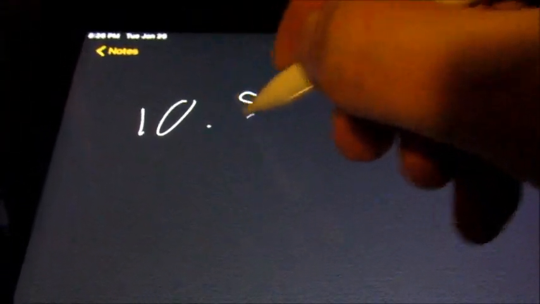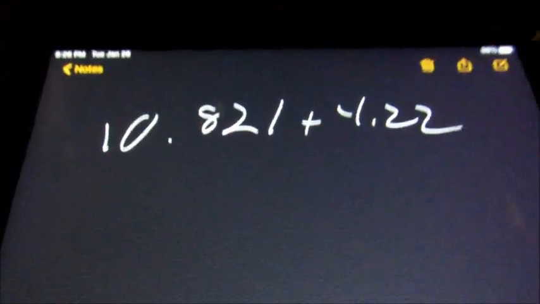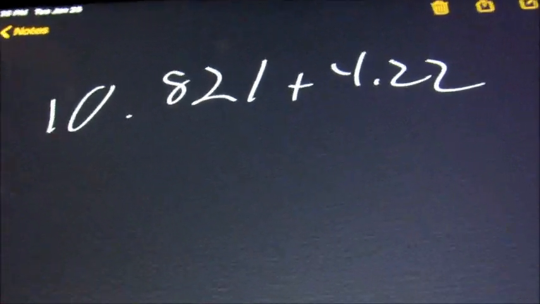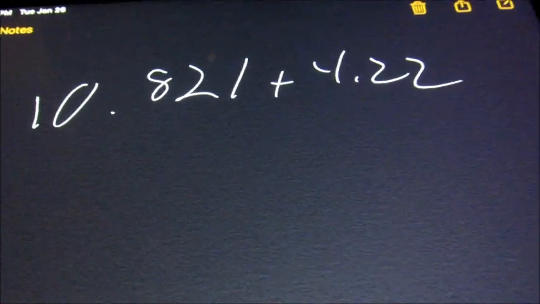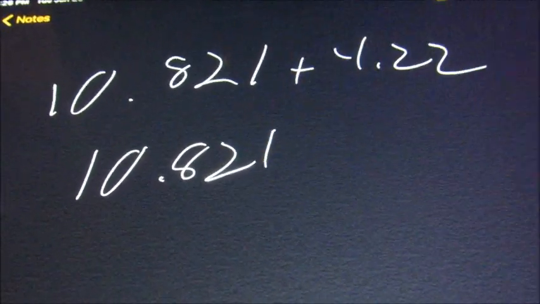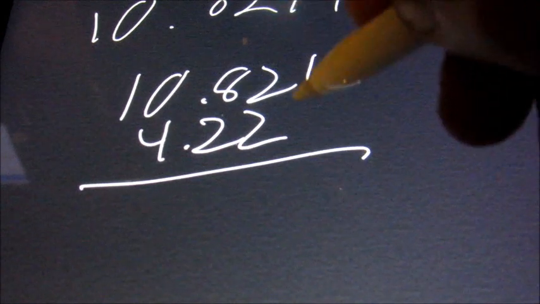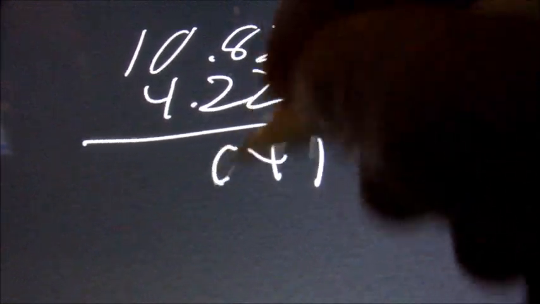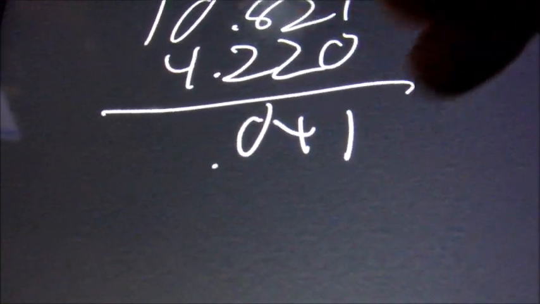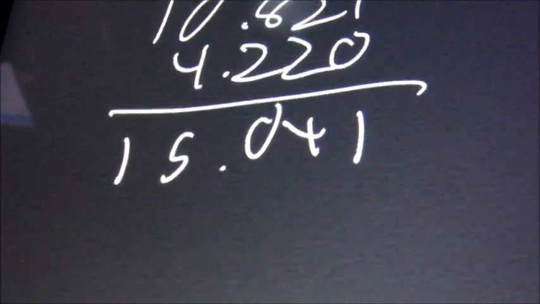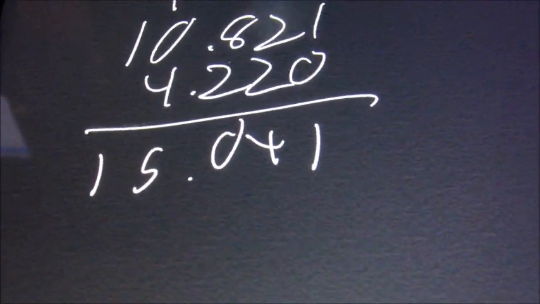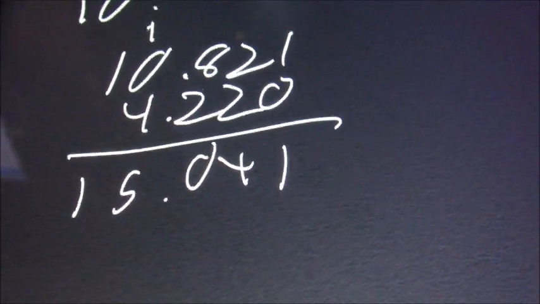Next, we're going to add decimals. So let's say we have 10.821 plus 4.22. To do these, what you need to do is put them vertically and line up the decimals. So we have 10.821 and 4.22. If you want, you can put a 0 so that you have all the places held. So now we're just going to add like normal. This is 1, 4, a 10, leave the decimal, carry the 1, and 5 and 1. So 15.041. When we're adding and subtracting, the decimal stays exactly where it was.